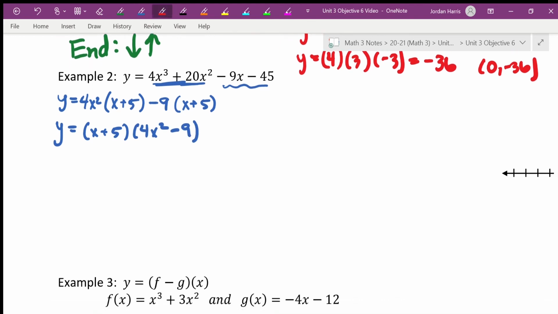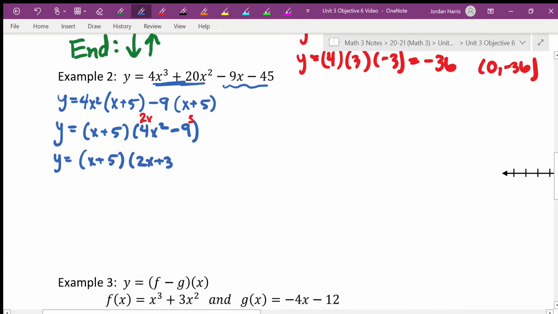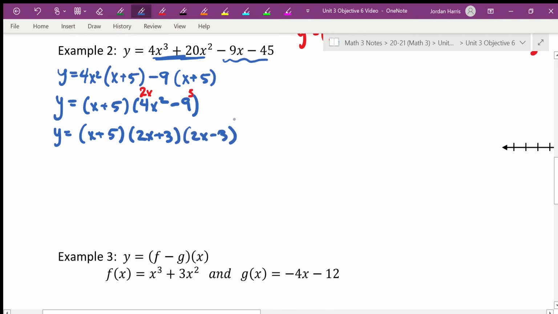So difference of perfect squares again. 2x squared is 4x squared. 3 squared is 9. And so we get, it's not quite as nice as some people are used to. And it's not always going to end up super nice. Okay, so that's factored.